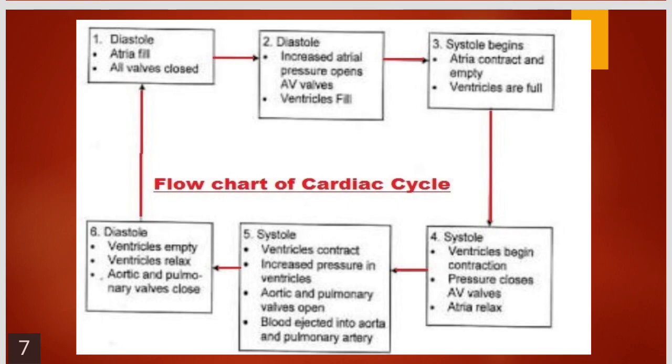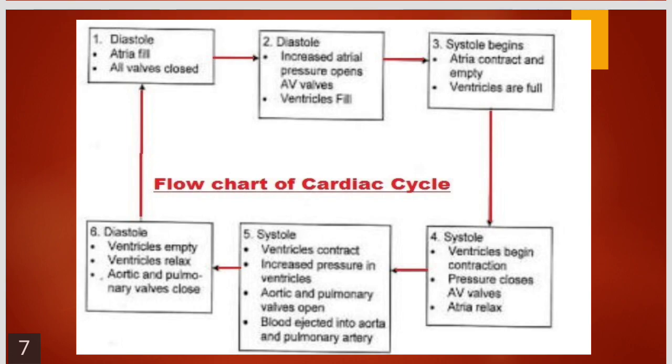Now we'll have a quick recap, flowchart of cardiac cycle. In diastole, everything is at rest. Atria are filled with blood and the valves are all closed. In diastole, atrial pressure increases and the valves open and the blood goes into the ventricles and fills the ventricles. Then begins the systole.